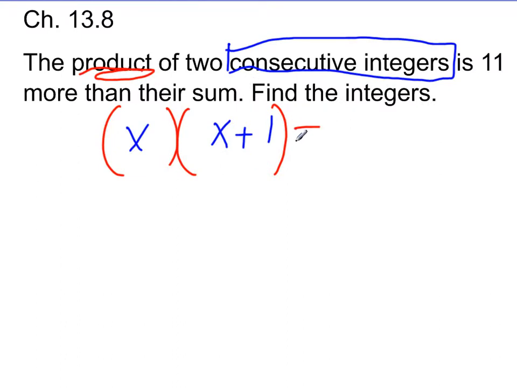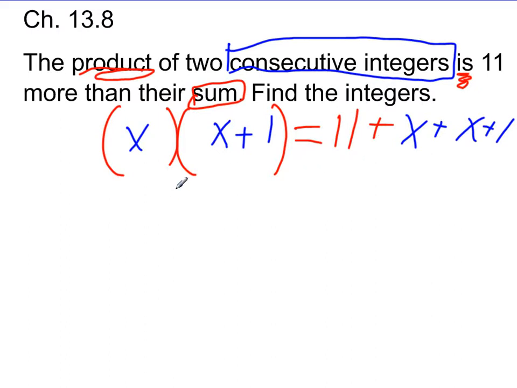And then it says is. Is always means equal to. And it's 11 more. So more means addition, then there's sum. Now, the sum is the sum of the two consecutive integers, in which once more we have the x and the x plus 1. And now we're doing a sum between the two, in which we're adding the two together. So we have to find the integers. Essentially solve for x and then find the two integers from there.